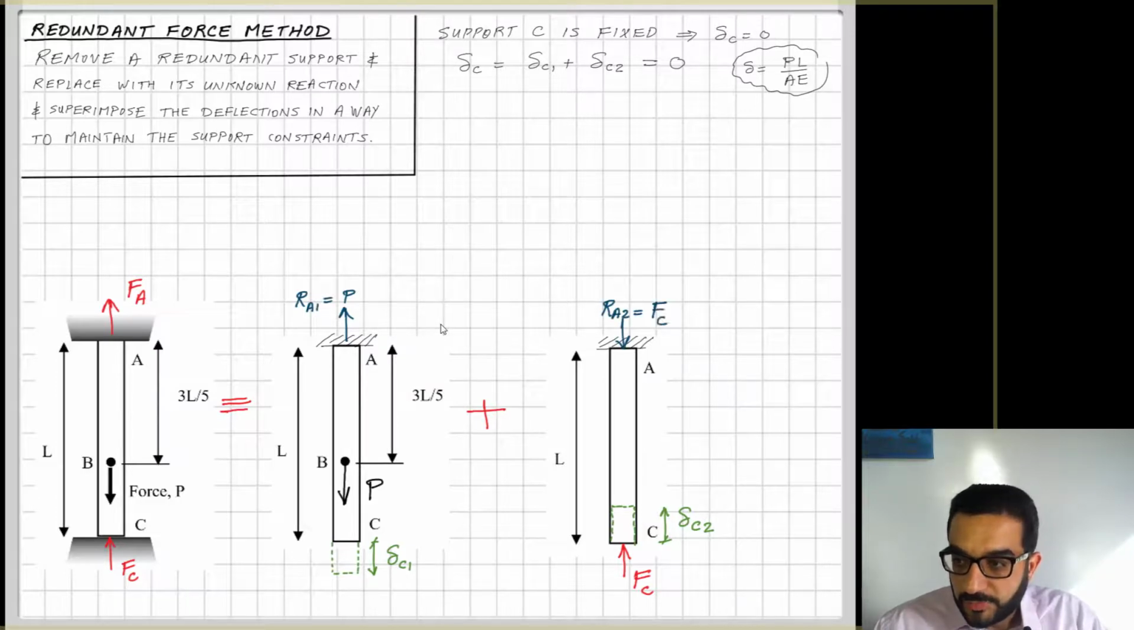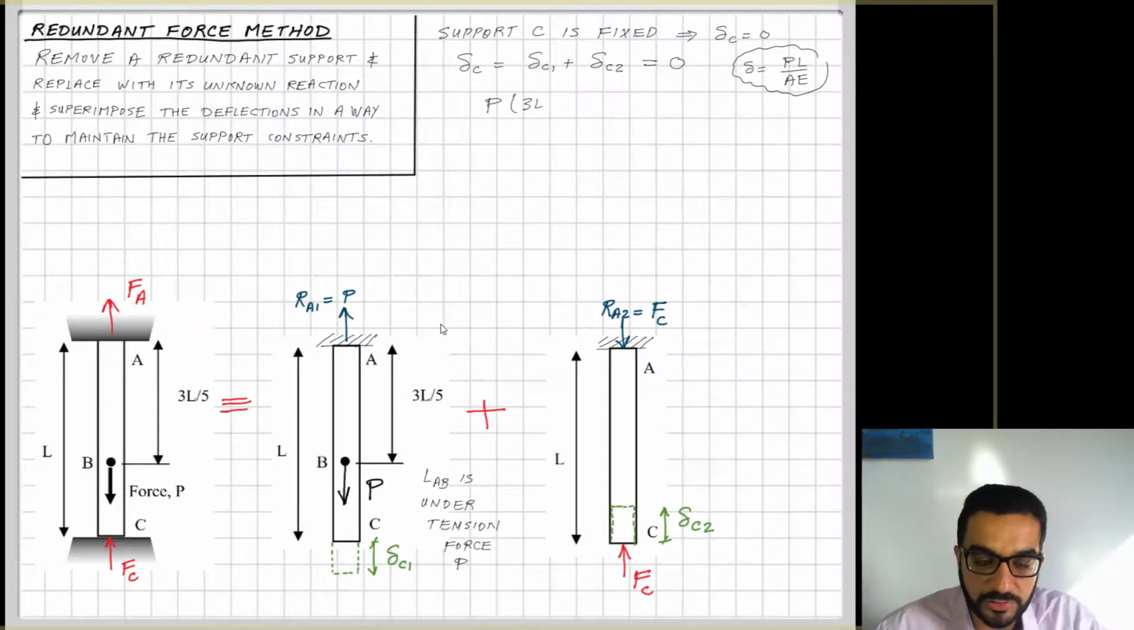Let's get some simple statics for the two cases. The reaction at C in the first case is equal to P going up, and the reaction at A is equal to FC going down. This means that length AB in the first case is under tension. Length BC is not under any internal forces and stresses. So delta C1 results from the elongation of part AB due to the internal tension force P.